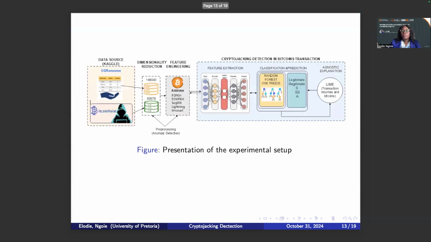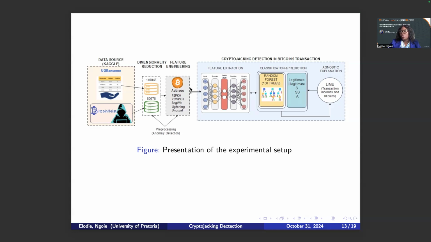In terms of the result, before I move on to the result, we have a visual representation of our experimental setup. So as stated earlier, our dataset consisted of UGRansome and BitcoinHeist, which we reduced in dimension to the values that are shown on the figure, and we had some feature engineering happening here. Sorry for that.